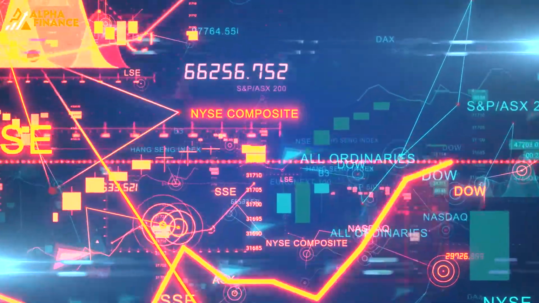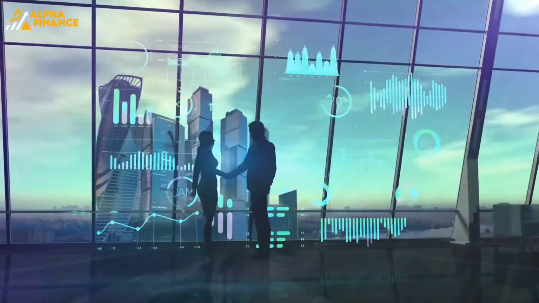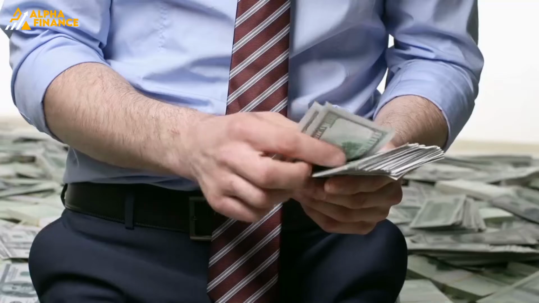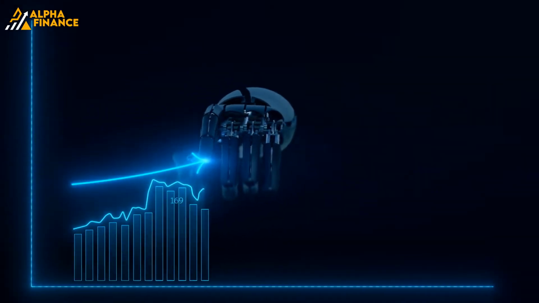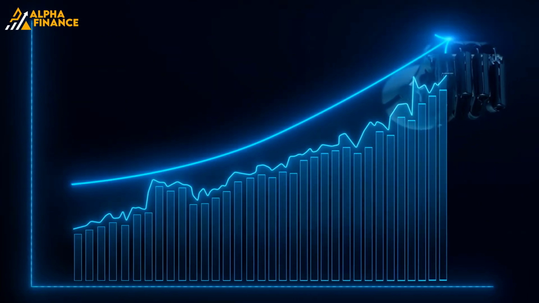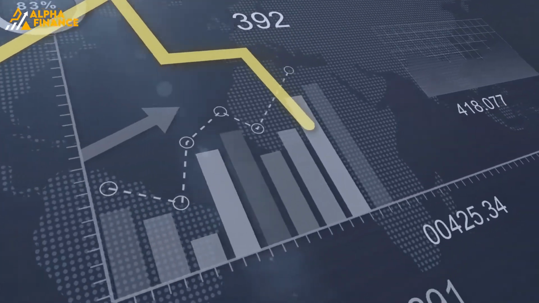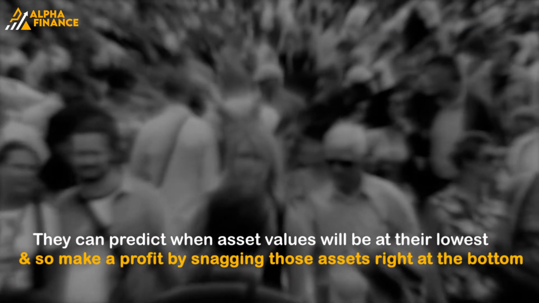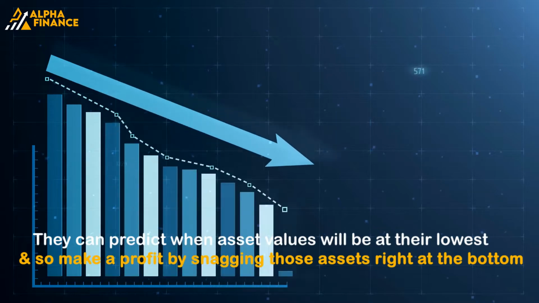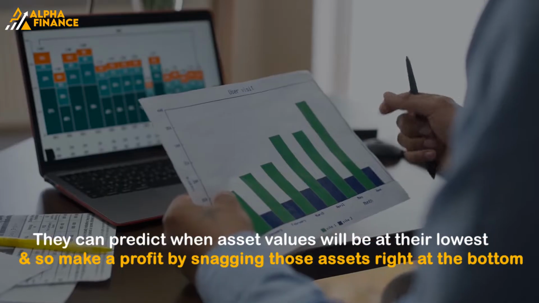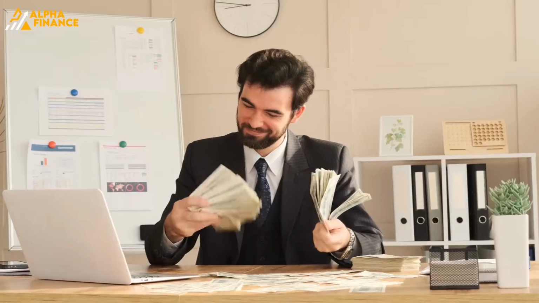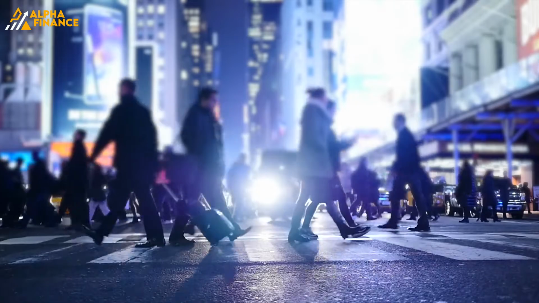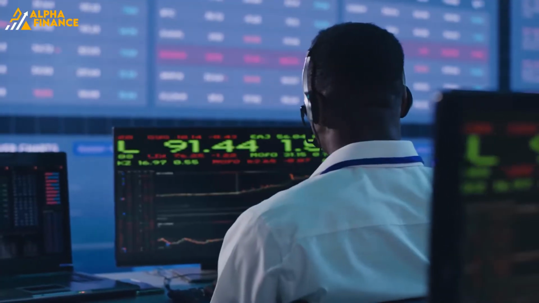The reason maximizing time in the market is key is because asset values tend to grow over the long run, which makes dollar cost averaging a viable strategy. Of course, these asset values do not always go up in the short term. Instead, they experience wild swings between extreme highs and lows that defy easy analysis. Many people gamble on the belief that they can predict when asset values will be at their lowest and so make a profit by snagging those assets right at the bottom. In principle, this seems straightforward. These short-term market predictions are very difficult in reality, even for skilled stock pickers.